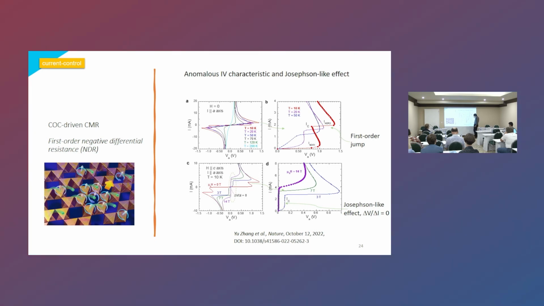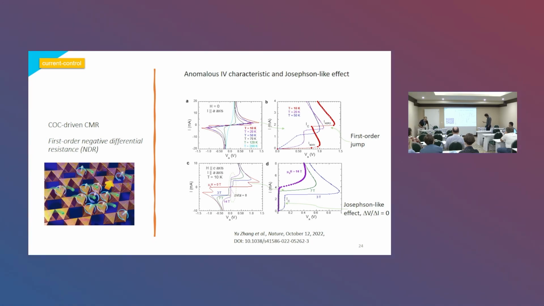In other words, if you evaluate delta V over delta I, it is almost zero. So this is exactly the Josephson effect. But we know that there are no superconducting elements involved here, and yet it is very robust. When you increase the magnetic field, this region becomes even larger. Okay. So this is another interesting, or actually just striking, behavior that we've seen.